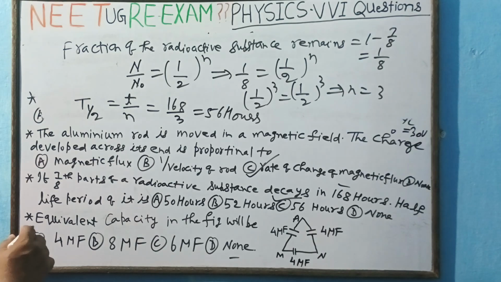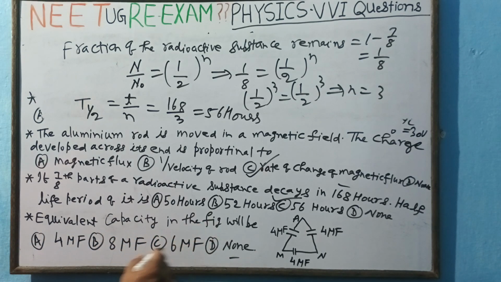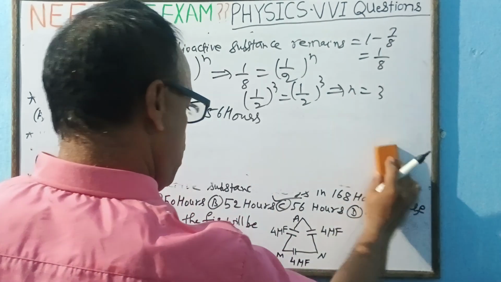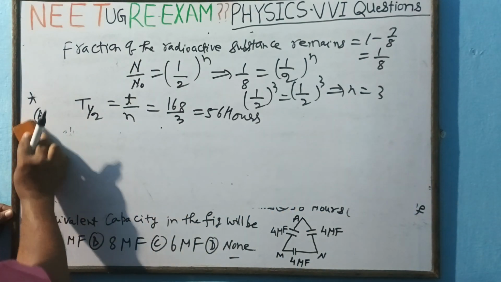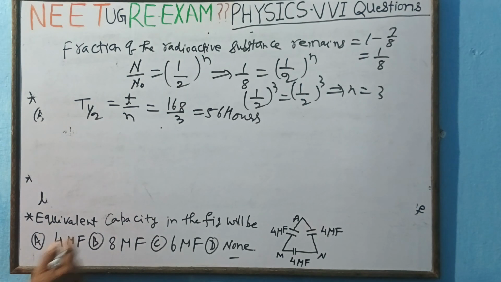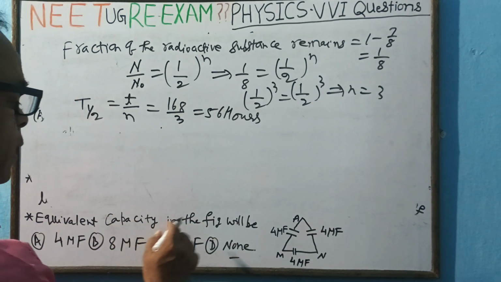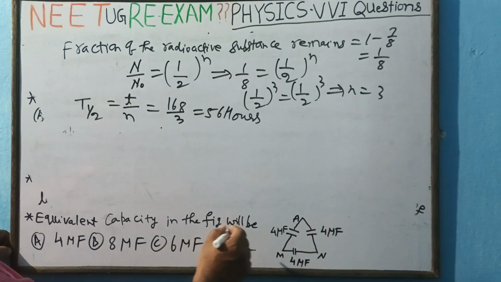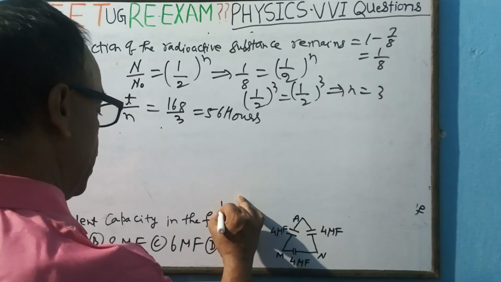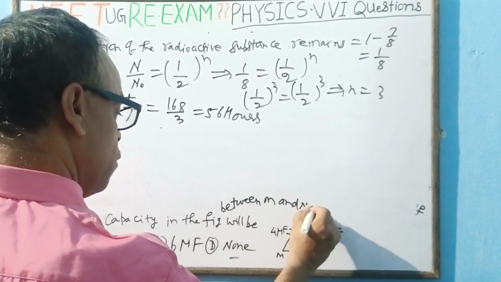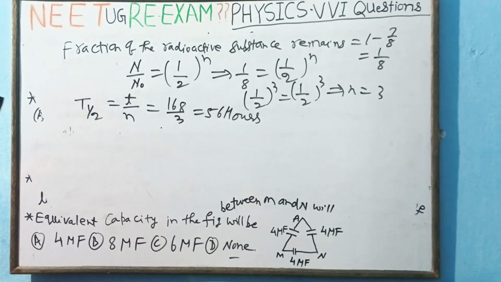And the last question is we have to find the equivalent capacitance in the figure. And the figure is in a triangular form. We see it in detail. We have to find the equivalent capacitance in the figure between M and N. We have to find the equivalent capacitance between M and N.